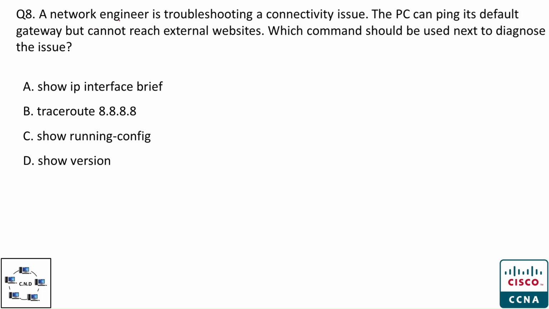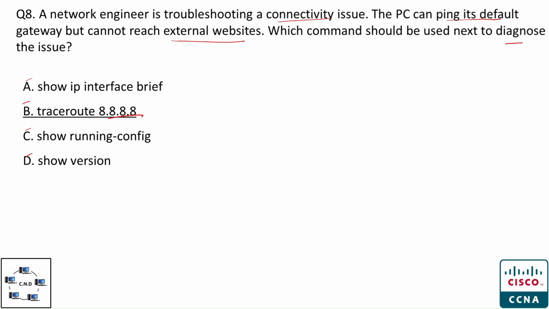Question number 8. A network engineer is troubleshooting a connectivity issue. The PC can ping its default gateway but cannot reach external websites. Which command should be used next to diagnose the issue? The options are: option A, show ip interface brief; option B, traceroute 8.8.8.8; option C, show running-config; and option D, show version.